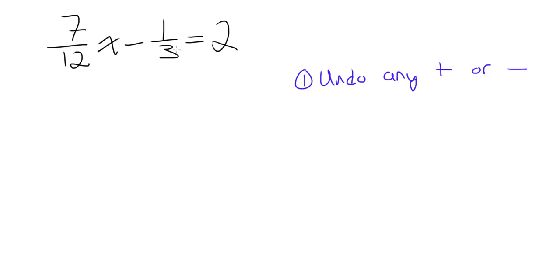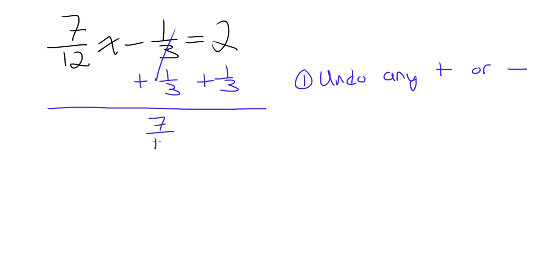So I have to get rid of negative 1/3. So I'm going to add 1/3 to both sides. These cancel out. I'm left with a 7/12 x on the left-hand side. Now on the right, I know that 2 plus 1/3 is 2 1/3.